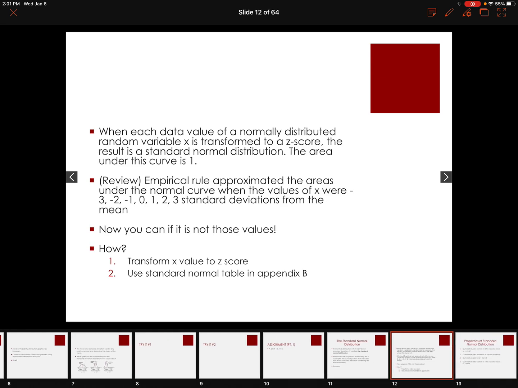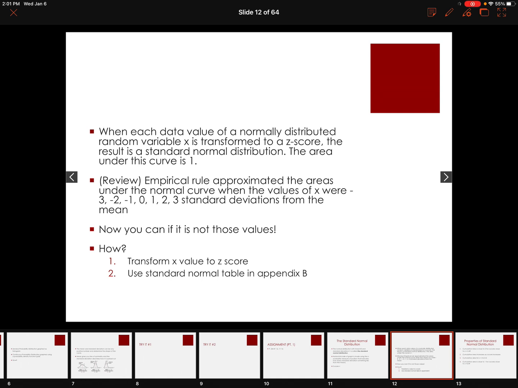When each data value of a normally distributed random variable x is transformed to a z-score using that equation, the result will give you the standard normal distribution. The area under that curve is going to be 1, the mean is going to be 0, the standard deviation is going to be 1. We can use the empirical rule, which we learned in chapter 3, to approximate the areas under the curve when the values of x were -3, -2, -1, 0, 1, 2, and 3.